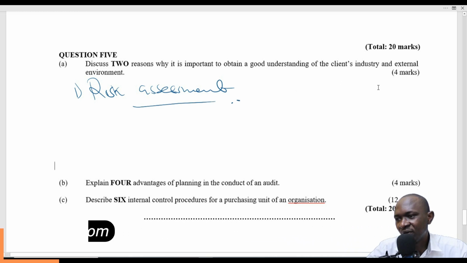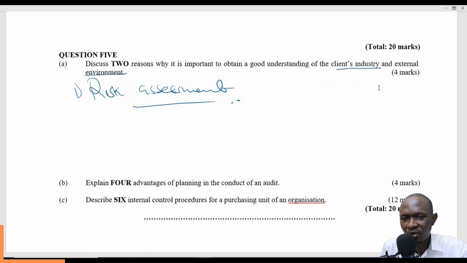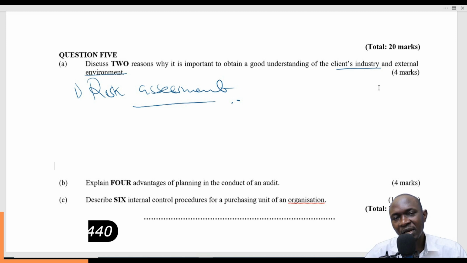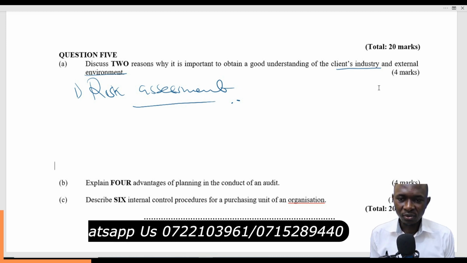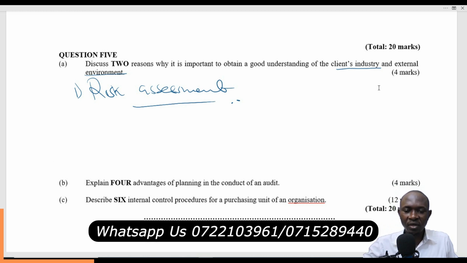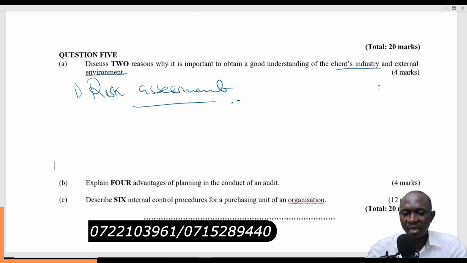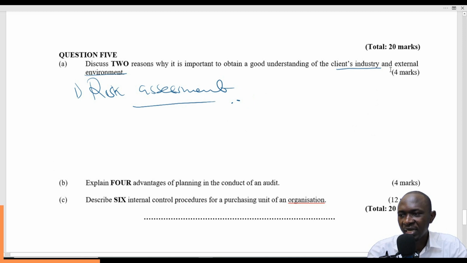For risk assessment, it's very important that we understand the client's industry and the external environment so that we're able to capture all the possible risks associated with the client's business operation. And of course, through that knowledge, we can evaluate the impact of the external auditor on the client's financials, what is expected basically of the auditors on the client. That is very important after we have clearly understood the risks in the industry.